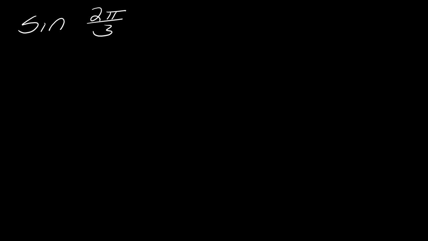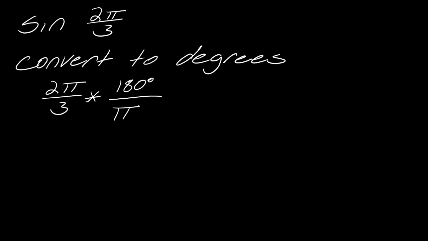So first things first, we have to convert this to degrees. So I take 2 pi over 3, and then I multiply that by 180 over pi radians. And so if I multiply those things together, I will get 120 degrees. Okay, so next I have to think about where 120 degrees falls. It falls in the second quadrant.